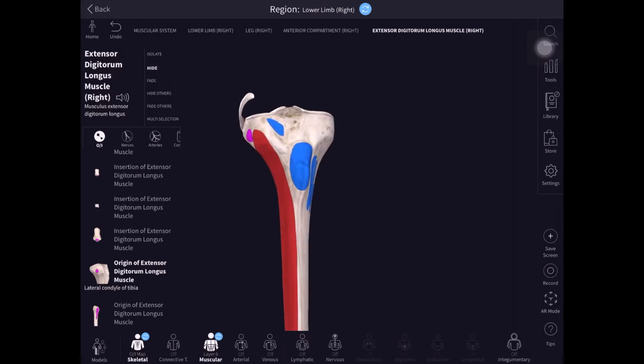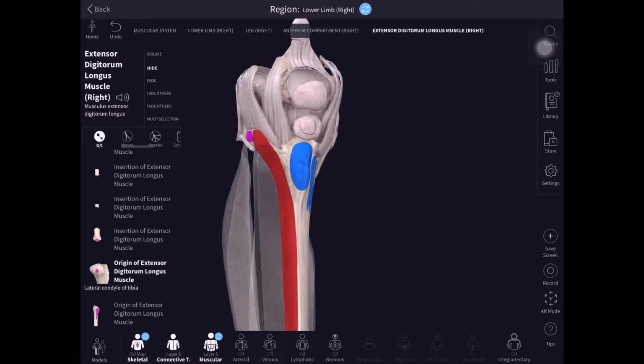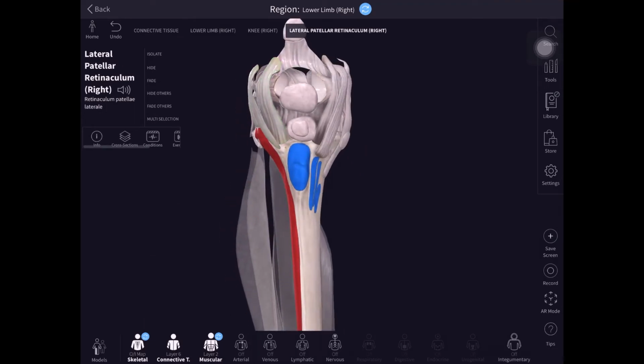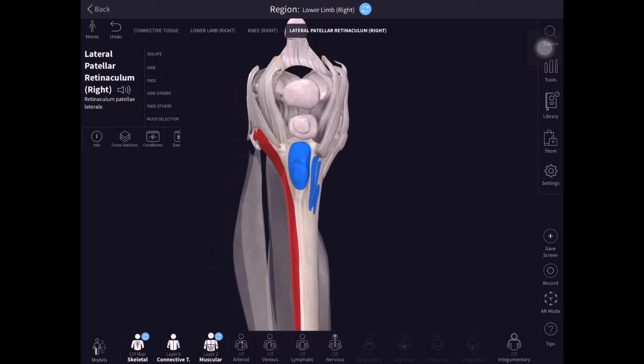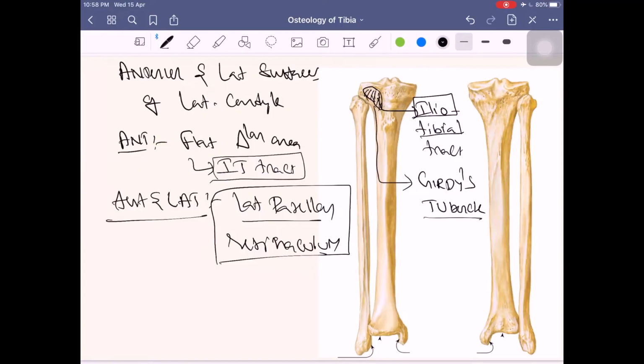Okay. So the rest of the part is giving attachment to, as we said, your retinaculum. So this is the lateral patellar retinaculum, to the anterior and the lateral surface. So this finishes the medial and the lateral condyle.